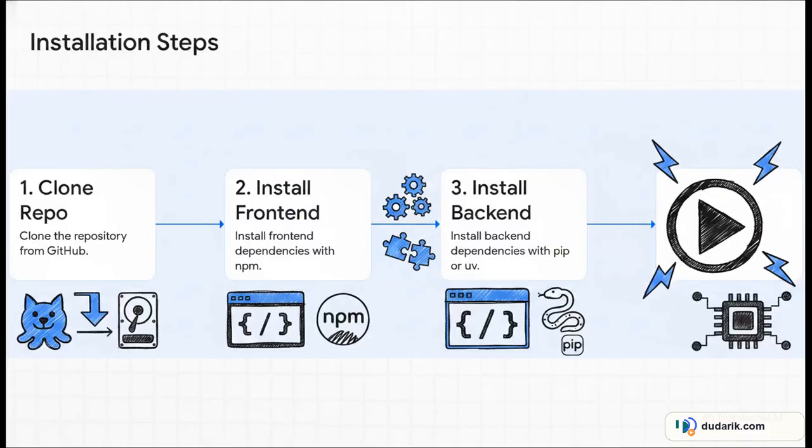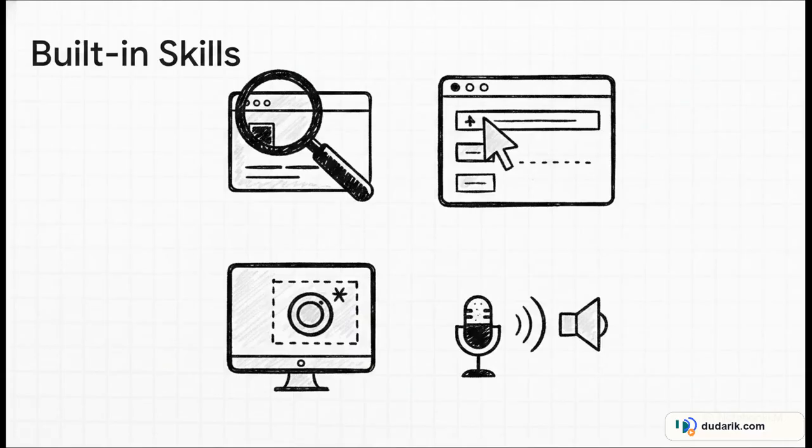Once you get all those prerequisites sorted out, the installation itself is pretty standard. You just clone the repo from GitHub, you install the front-end and back-end dependencies, and then you run the main Python script. The sources also note that on your first run, it should automatically create a default configuration file for you, which definitely makes getting started a little bit easier. So what can it actually do right out of the box? Well, quite a lot. It has built-in skills for web searching, for controlling a web browser, and even for screen capture and recognition, which opens the door to some really cool features. And, of course, it supports full voice input and output for that true assistant-like experience.